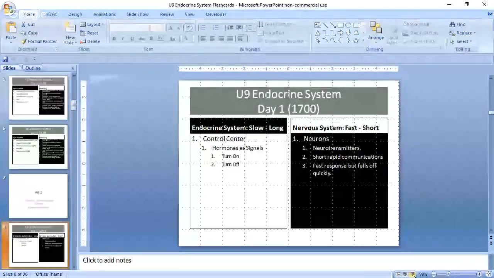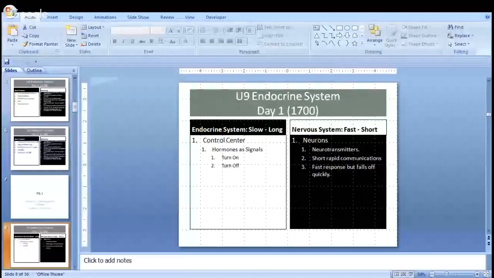Okay, so now we're to the fun part. Addie, now we're actually in the notes. If you want to get your notes out in front of you, Unit 9 notes.